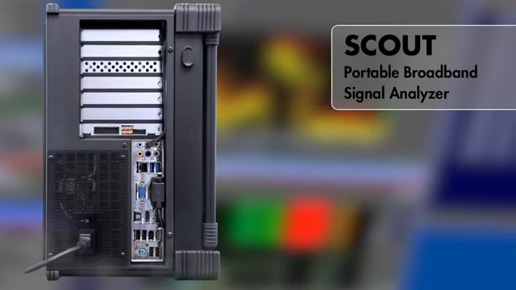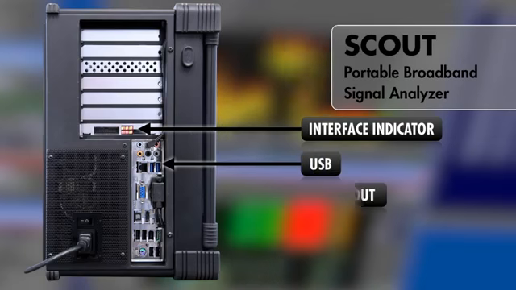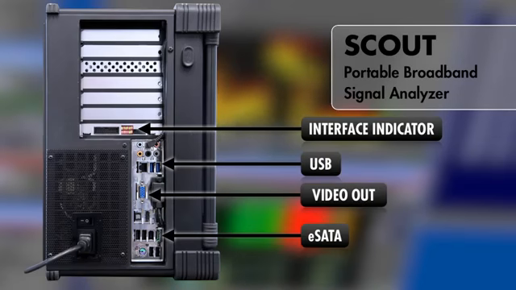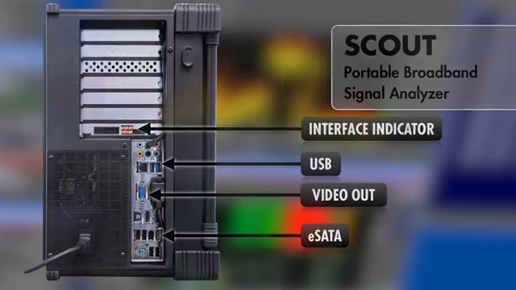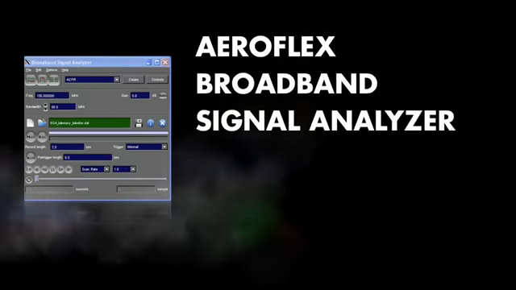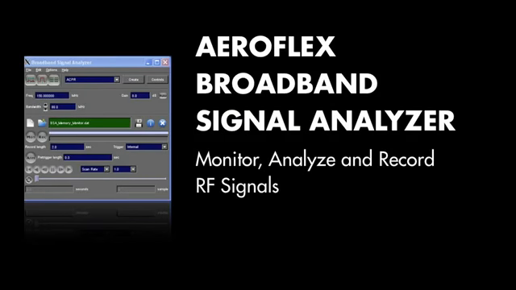On the other side of the Scout, there is a set of standard PC connections including external serial ATA, USB, and video output for connecting an external monitor. Near the top of the device is located an array of Aeroflex interface LED indicators. The Aeroflex BSA broadband signal analyzer can monitor, analyze, and record RF signals.